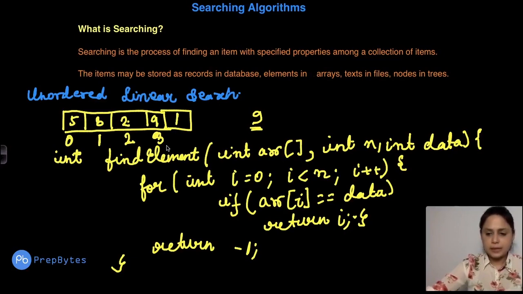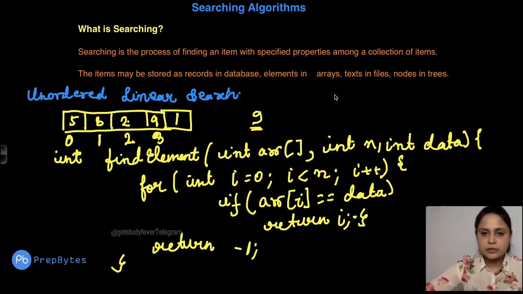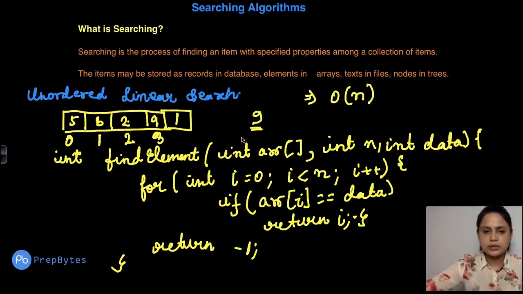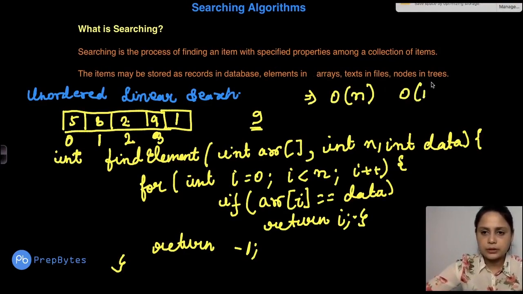So now what is the time complexity in this particular case? The worst case time complexity will be when you have to go through each and every element of the array. In this case the worst complexity will be O of n, right? This is the worst case time complexity. What is the best case time complexity? Let's say the first element is the element we want. In that case it will be O of 1.